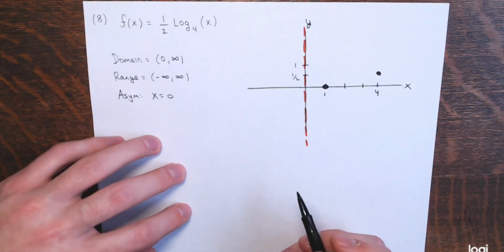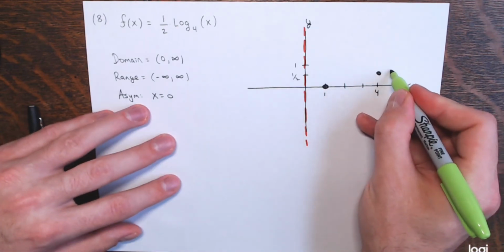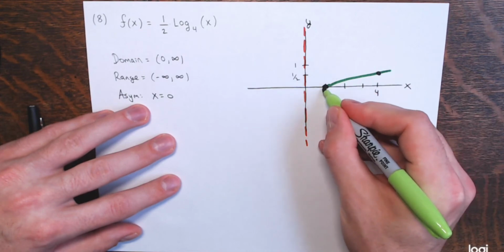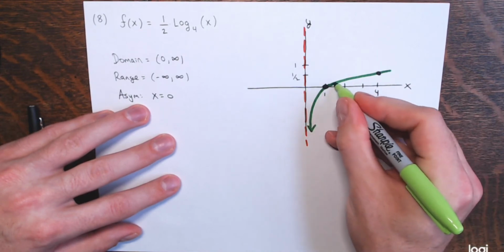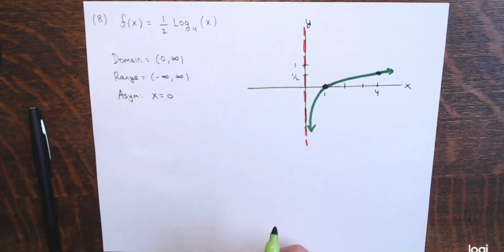So it still looks like an increasing function, an increasing logarithmic function that has the y-axis as an asymptote. So something like this. Again, this might not be perfect, but it'll have that general shape, that general look. And that's all we're asked to do.